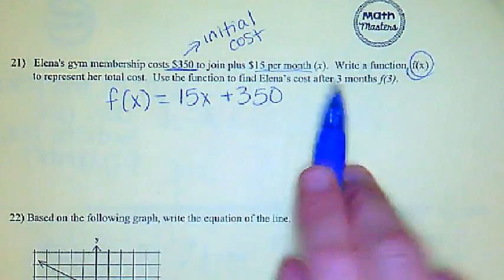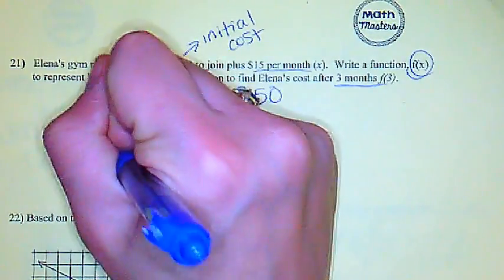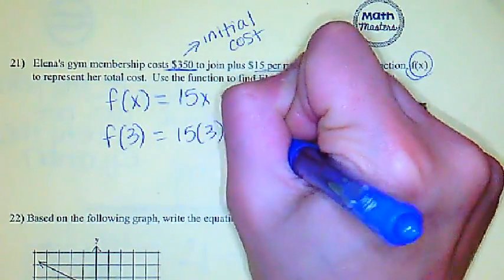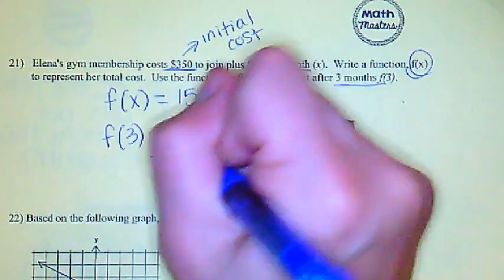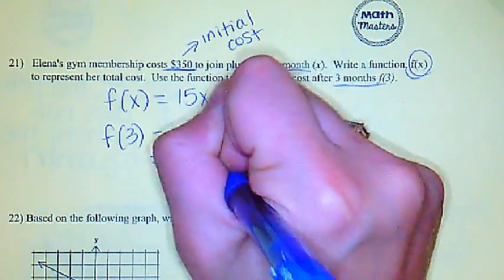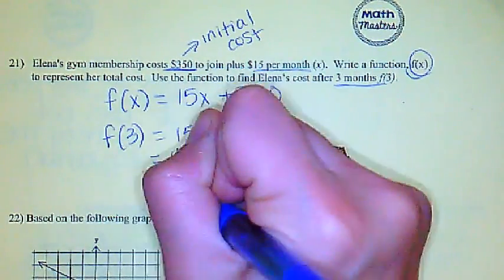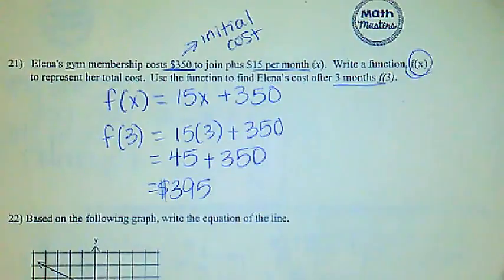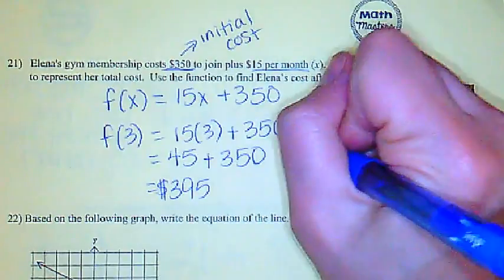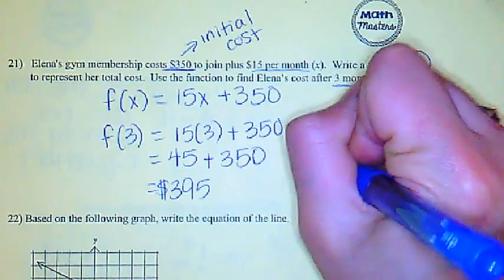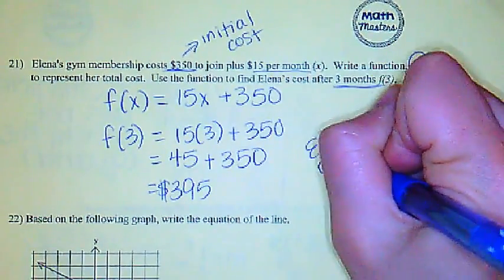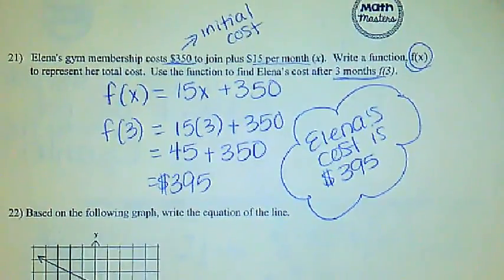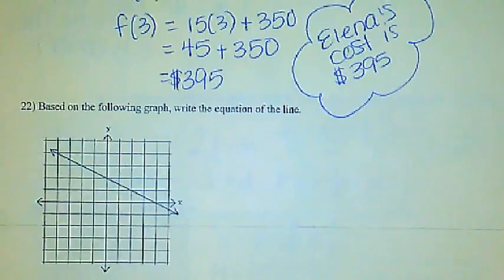Now it says to use the function to find the cost after 3 months. So I'm going to substitute in a 3 and solve that way. 15 times 3 is 45, which equals $395. So Elena's cost is $395. Make sure you always write a last sentence. Okay, 2 more, then you're done.